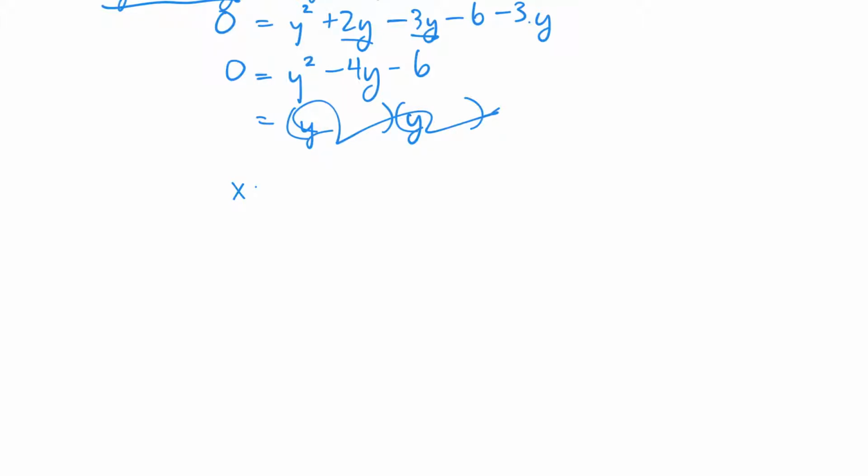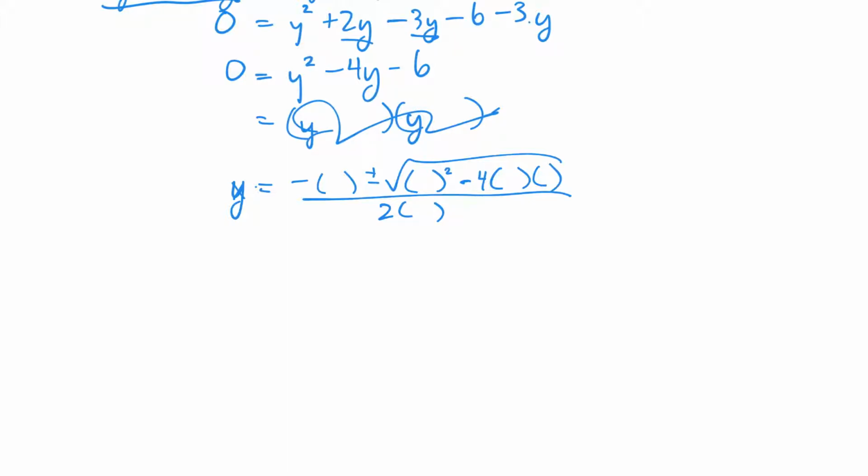So x equals, well, in this case it's y squared, so it's really y equals minus b plus or minus the square root of b squared minus 4 times a times c all over 2 times a. So b is negative 4, a is 1, c is negative 6. All over 2 times a, which is 1. So simplifying, I'll get a positive 4 plus or minus the square root of 16, minus 4 times 1 times negative 6, positive 24, all over 2.